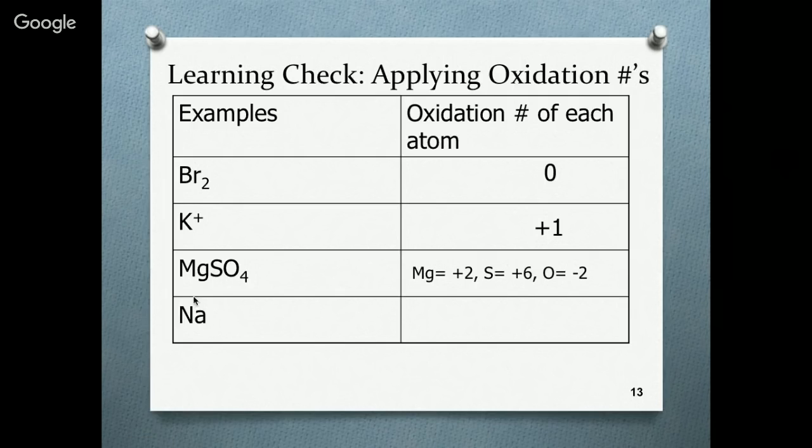So we didn't have a rule for S. There was no rule for S when we went through those rules. So figure out Mg, figure out O, and you figure out the unknown one by making sure that the sum of all the numbers adds up to 0. And then we have Na. Na again is all by itself, so it's going to be 0.